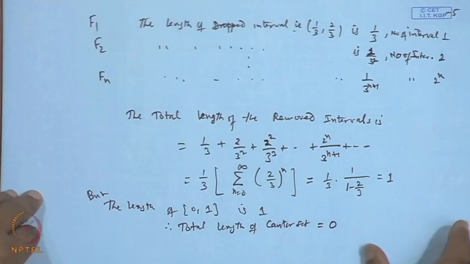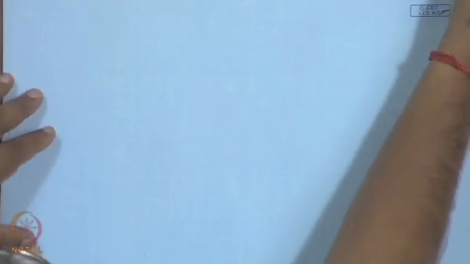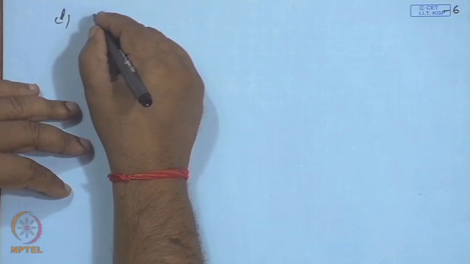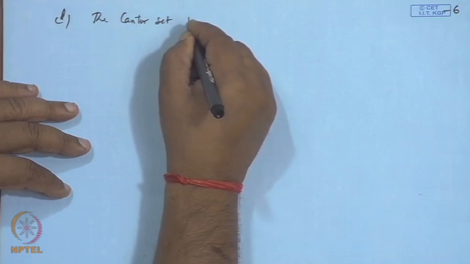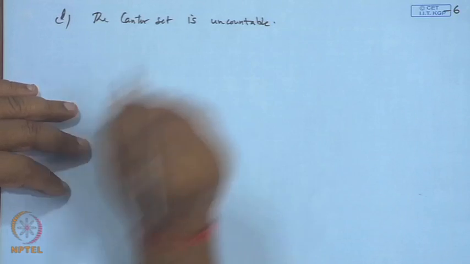Is that clear? Now, the last one which we want to show is the D part. The Cantor set is uncountable.